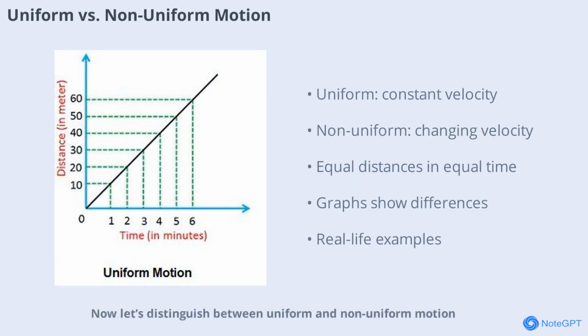Now let's distinguish between uniform and non-uniform motion. Uniform motion occurs when an object covers equal distances in equal intervals of time, meaning its velocity remains constant. In contrast, non-uniform motion happens when the object's velocity changes, so it covers unequal distances in equal intervals. For instance, a car cruising steadily on a highway exhibits uniform motion, while a car stuck in traffic, speeding up and slowing down, shows non-uniform motion.